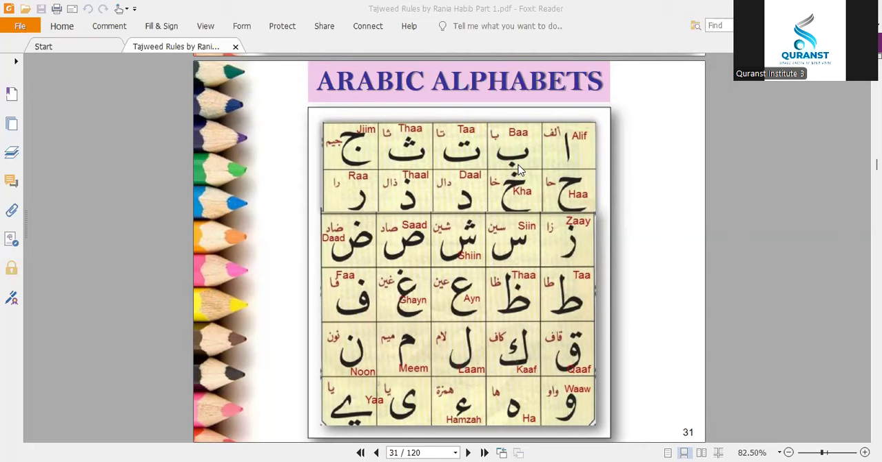Inshallah, today we will know how we can make the Arabic alphabets. In any language, we have four main skills. The first skill is reading. The second is writing. The third skill is listening. The last one is speaking.